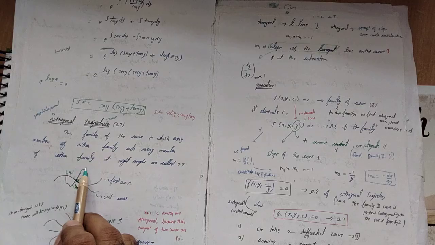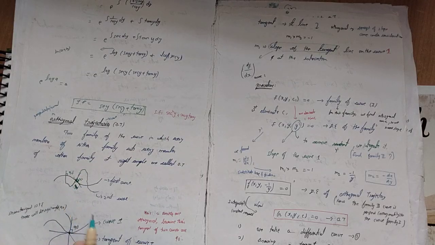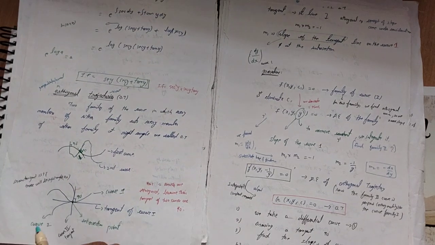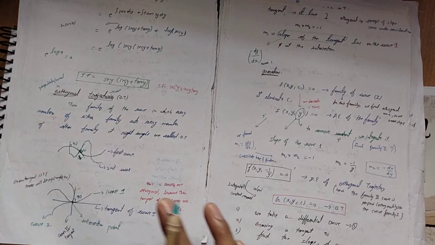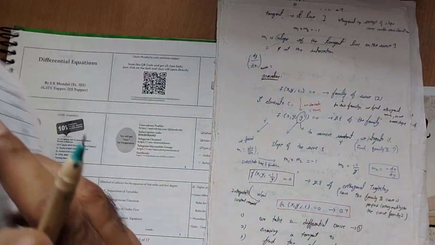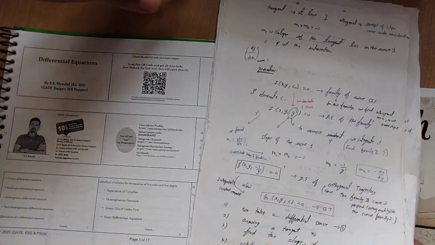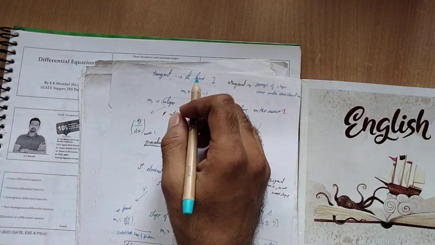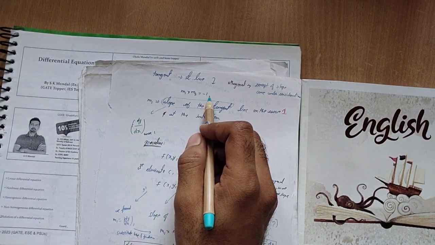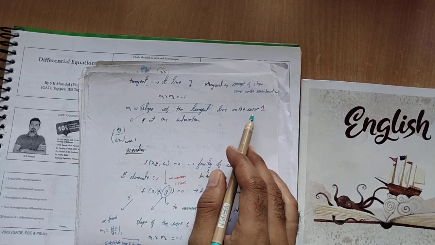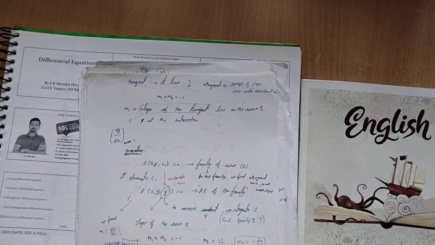You can see this is one curve, this is another curve. So when one curve cuts the other curve at 90 degrees, this is curve 1, this is curve 2. Take a tangent to each and it will be 90 degrees. The tangent is a straight line, so m1 into m2 equals minus 1, where m1 is the slope of the tangent line of curve 1. Interesting. Okay, I think you got the point.